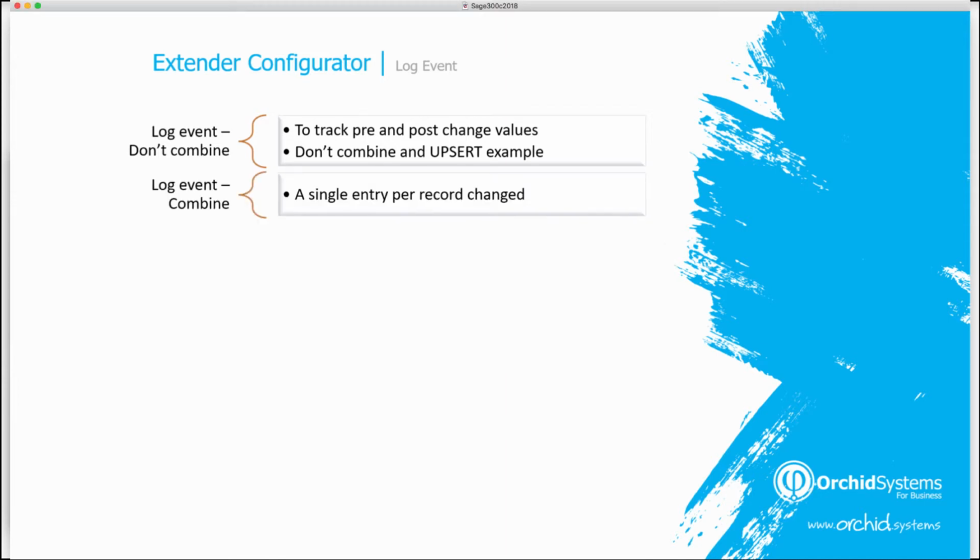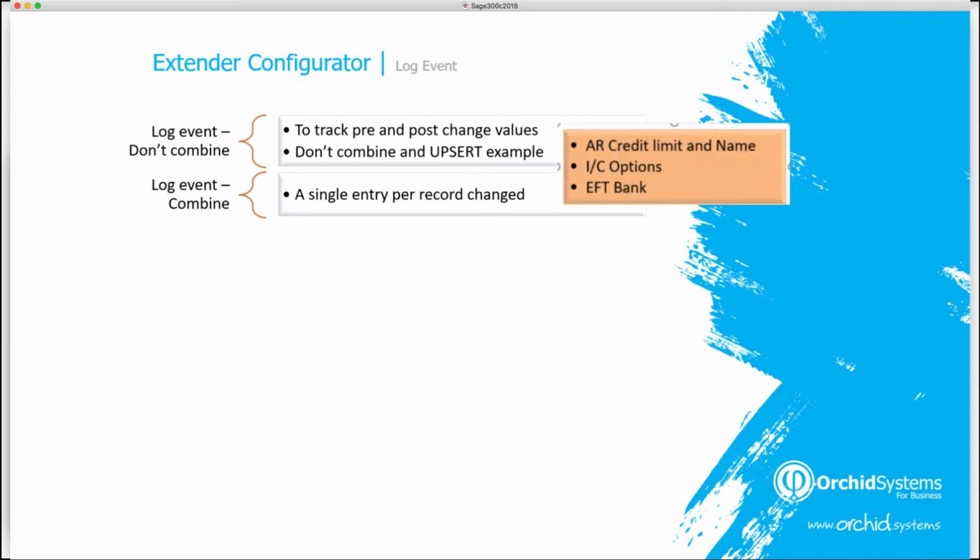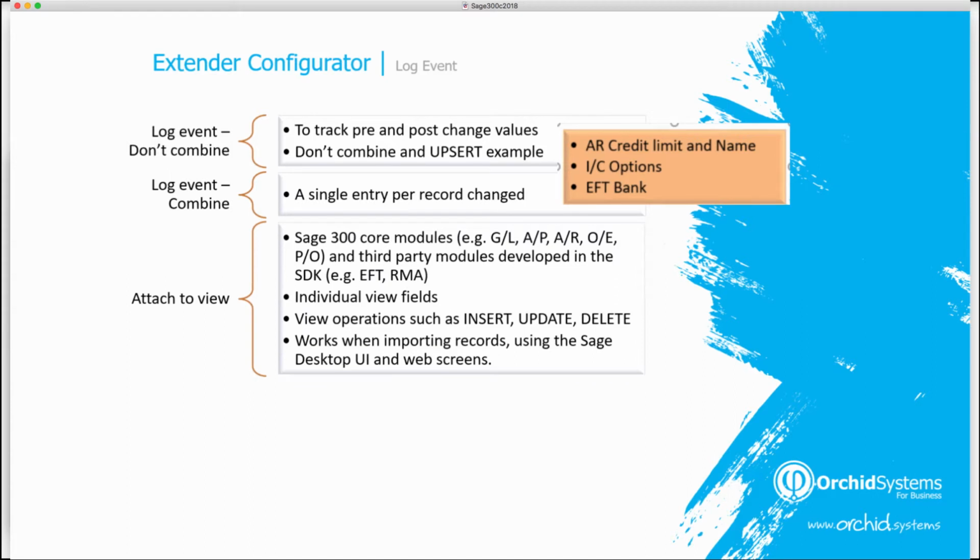We'll then create a log event where we combine all the changes, so we will have a single entry per record changed. And for this, we will use an insert on the EFT Bank. We can attach these log events to any Sage 300 view, so core modules like GL, AP, AR, OE, PO, and third-party modules developed in the SDK like EFT or RMA. We can log changes to individual view fields, and we can also log view operations such as insert, update, upsert, which is either an insert or an update, or delete.